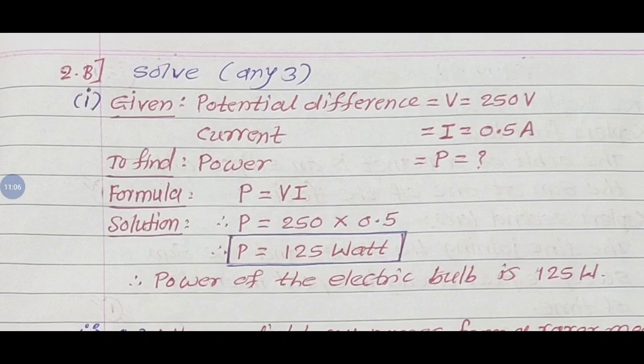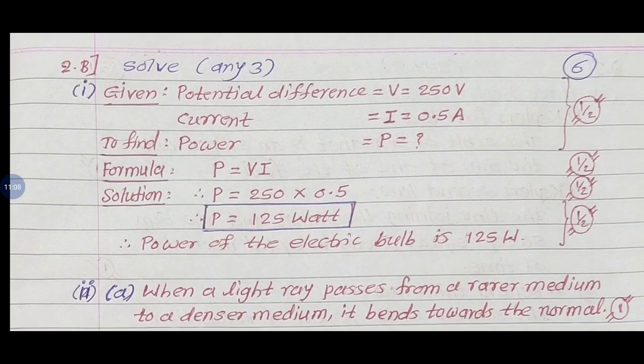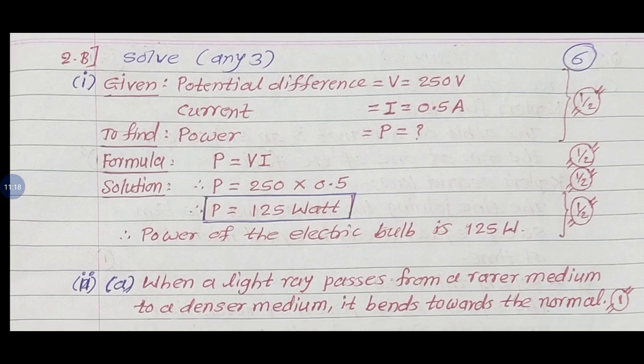Check here. First one. Always you solve the numerical problem in this pattern. First of all, after reading the question, write down the given. Potential difference V, that is indicated by the letter V, is equal to 250 volt. Current I is equal to 0.5 ampere, and what we find out is the power of the bulb. In short, write down power P equal to question mark. So this much you write, given and to find, and you are getting half mark.